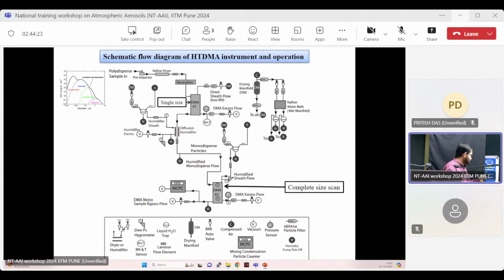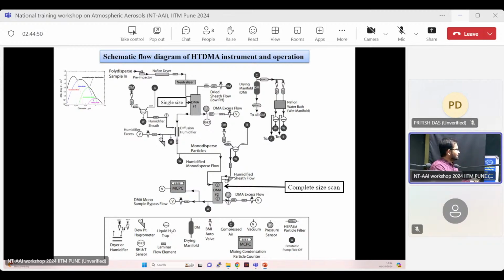schematic of that also. Suppose you have polydispersed aerosol particles in your atmosphere. You feed those polydispersed aerosol particles through a Nafion dryer to the initial DMA, and you set up the DMA sizes accordingly at definite time intervals, starting from 30 nanometer up to 200 nanometer, depending on your applications, what you want to do. Now you have size selected it. It's now monodispersed particles.